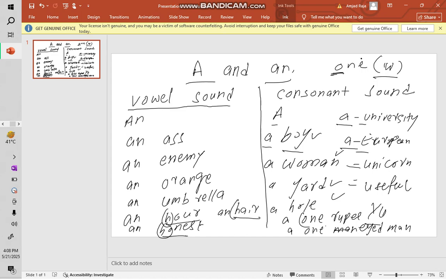Some exceptional cases are there, but we'll not go into them. For example, there is a word hotel. We used to pronounce the H in hotel, so we will say a hotel. But native speakers may not pronounce this H sound, and if they are not pronouncing it, they can use an hotel. But the common usage is a hotel, so we will use a hotel. In a similar way, a historical and some other words of the same nature.